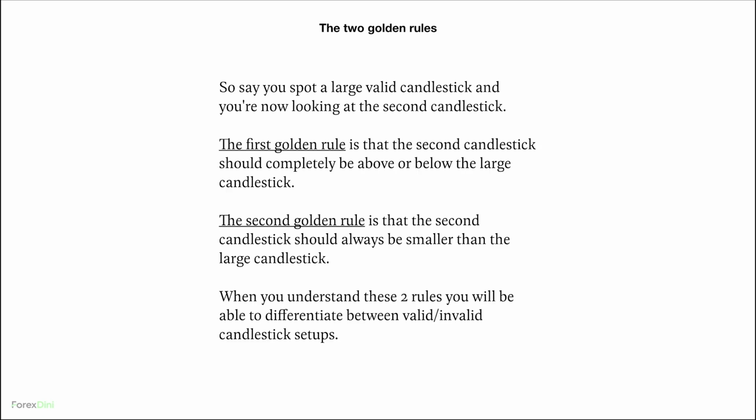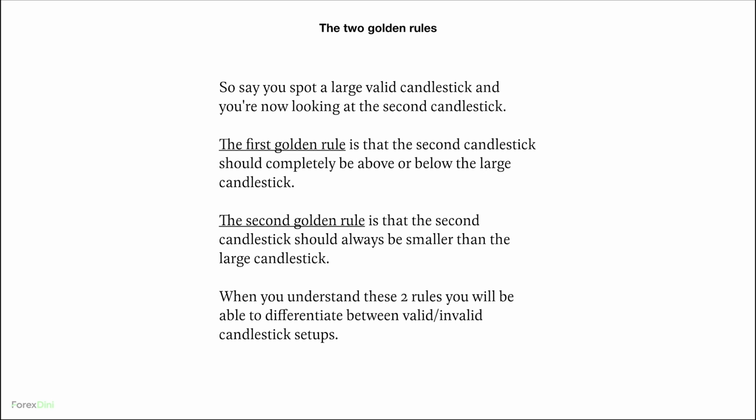The two golden rules. So say you spot a large valid candlestick and you're now looking at the second candlestick. Well, the first golden rule is that the second candlestick should completely be above or below the large candlestick. The second golden rule is that the second candlestick should always be smaller than the large candlestick.